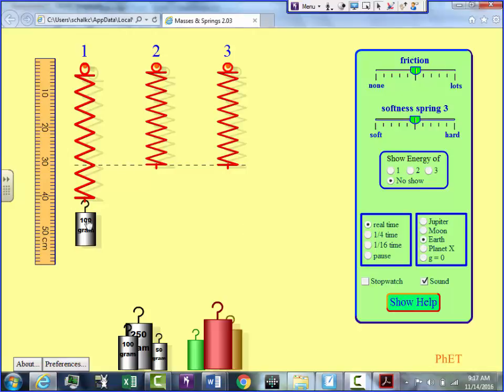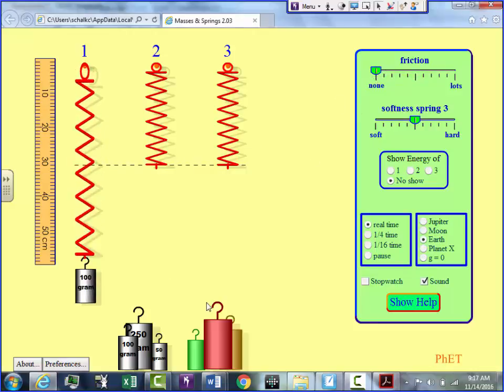Currently, if I were to take a mass and let it go up and down, just like in real life, we do have a bit of an issue. Slowly over time, what's going to happen? Friction will slow this thing down, right? And that's going to screw things up for us because I don't want to have to account for that. So what I can do is, in a frictionless environment, turn it down to none. There, now there is no friction anymore.